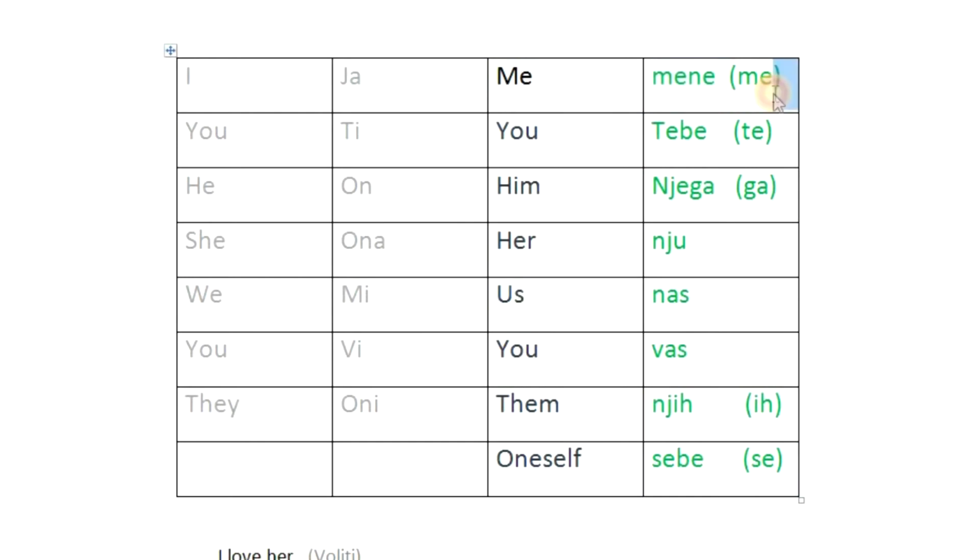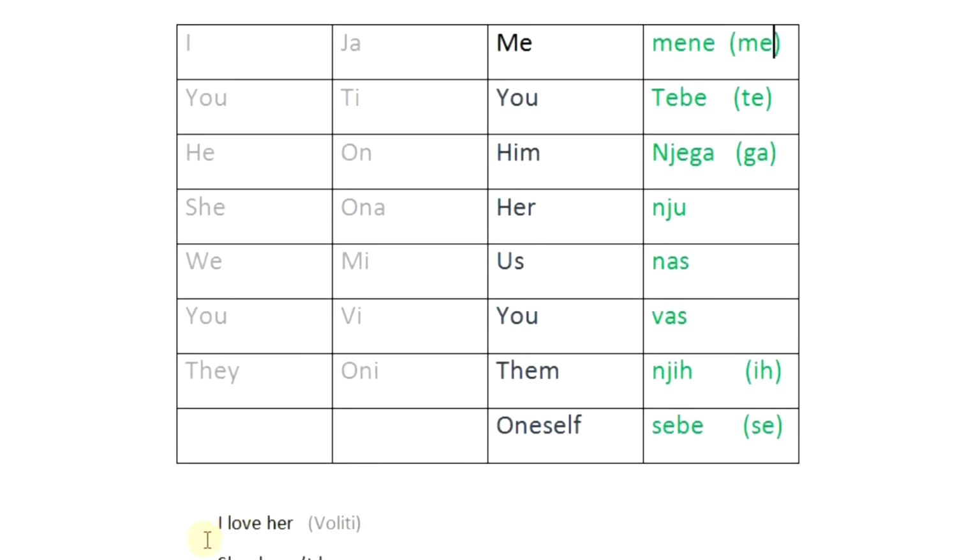Mene or me. It has bigger form and shorter form. People tend to make the language easier to speak. So that's how it appeared. This is the full form. Mene, tebe, njega, nju. Let's see what else can we say knowing these pronouns. Mene, me, tebe, te, njega, ga, nju, nas, vas, njih, sebe, se.